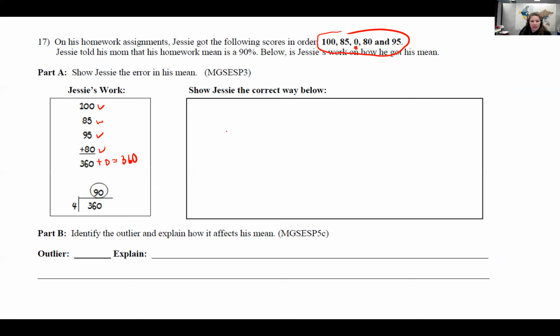Show Jesse the correct way. So I would say, Jesse, you forgot to divide by 5 because 0 was a score. And then I would show what his true average is. So 5 goes into 36 7 times. And 5 goes into 10 twice. So he said he made a 90. Look what a big difference that 0 made. He actually made a 72. Does he have an outlier? Yeah, these are pretty good grades, right? Definitely an outlier. The outlier is 0, and I would say 0 is much smaller than the rest of the data. The 0 brought down his mean from a 90 to a 72. That would be my explanation.